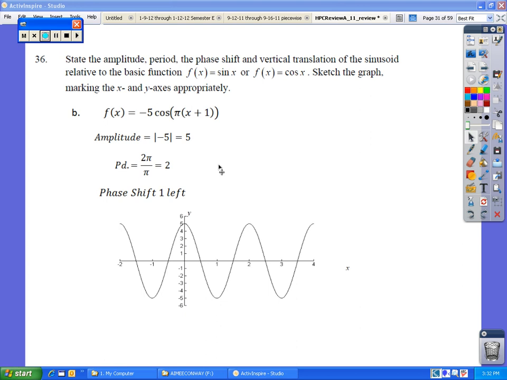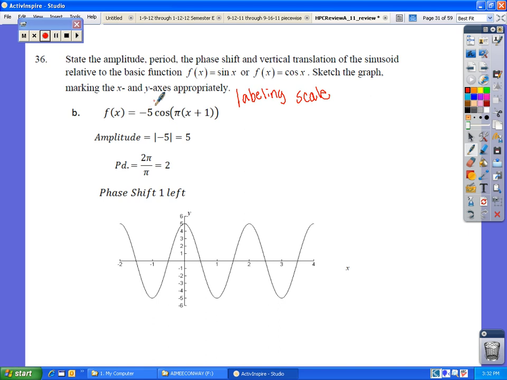Alright, so for number 36b, we're going to again state the amplitude, period, phase shift, and vertical translation of the sinusoid, and then also sketch the graph, marking the x and y axes appropriately. When it says marking the x and y axes appropriately, this is labeling the scale. Mainly the x-axis scale is the most important part when you are completing the graph of a sinusoid function.